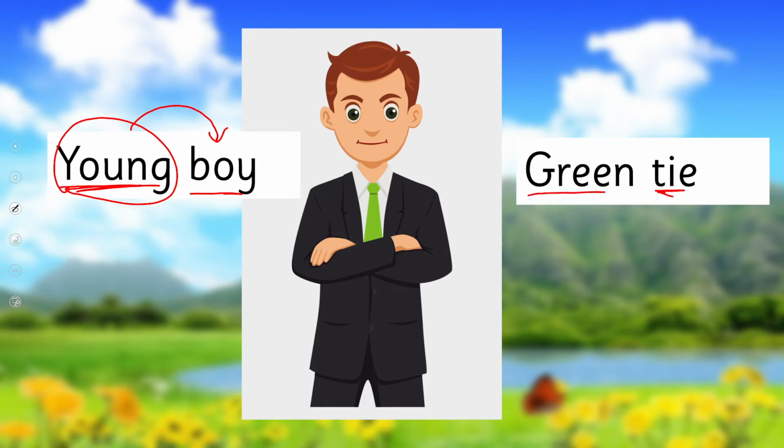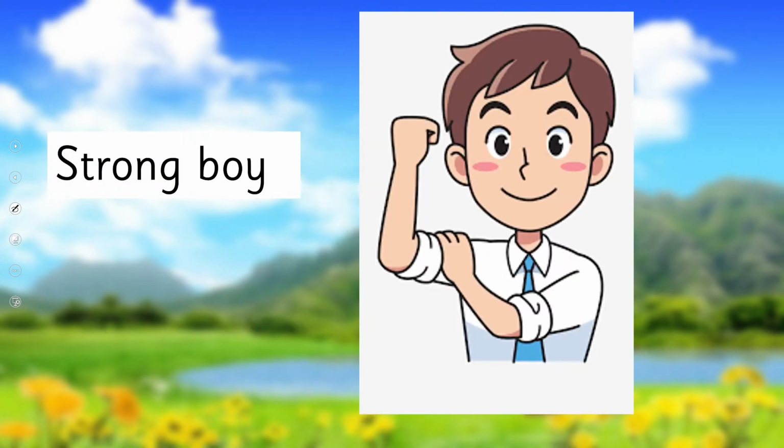Green tie, tie is a noun, and this word is telling us about its color, this is adjective. Remember, we have learnt all these things. Good. So strong boy. Again, strong is telling us something about noun, so it's adjective.